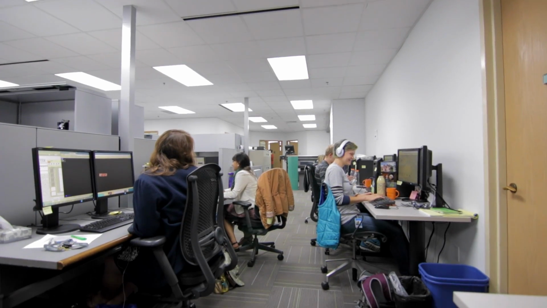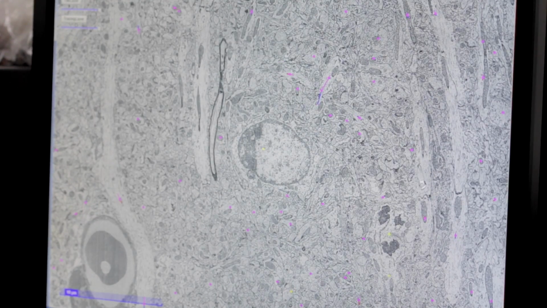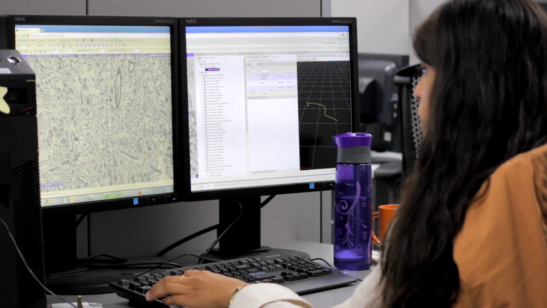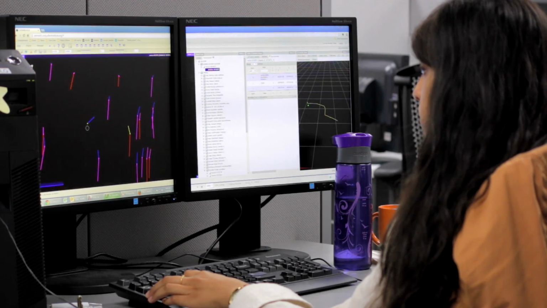We have a team of interns who are reconstructing neurons in serially sectioned electron microscopy sections. This allows them to interact with many people throughout the institute and learn from them as well. They have all said to me that they're really impressed with the teamwork that they've seen at the Allen Institute.